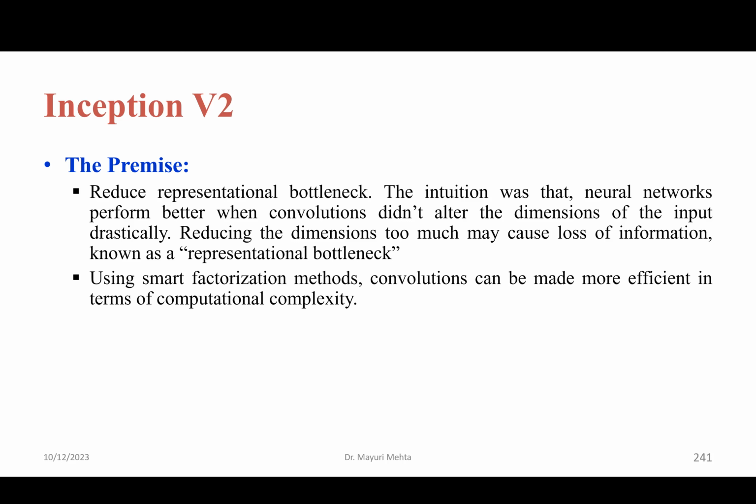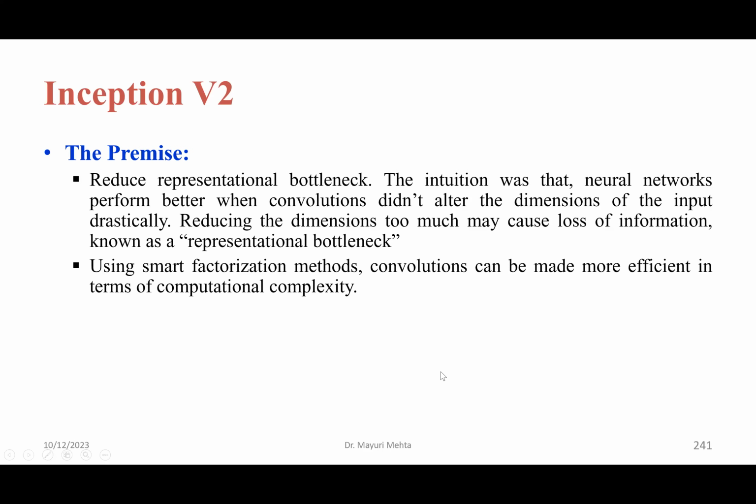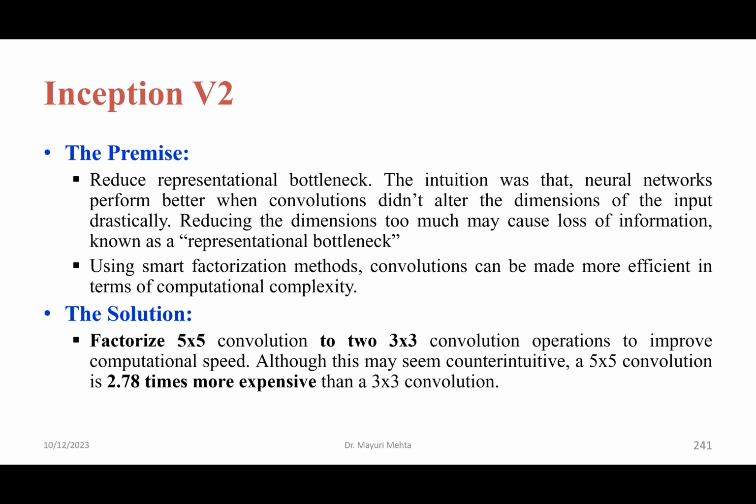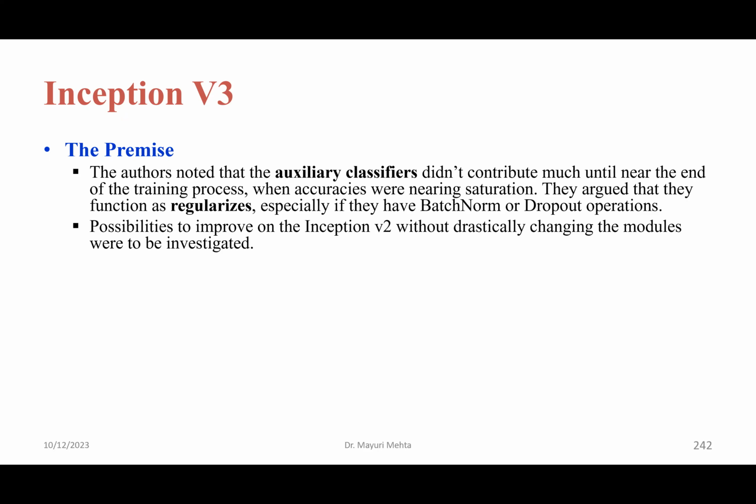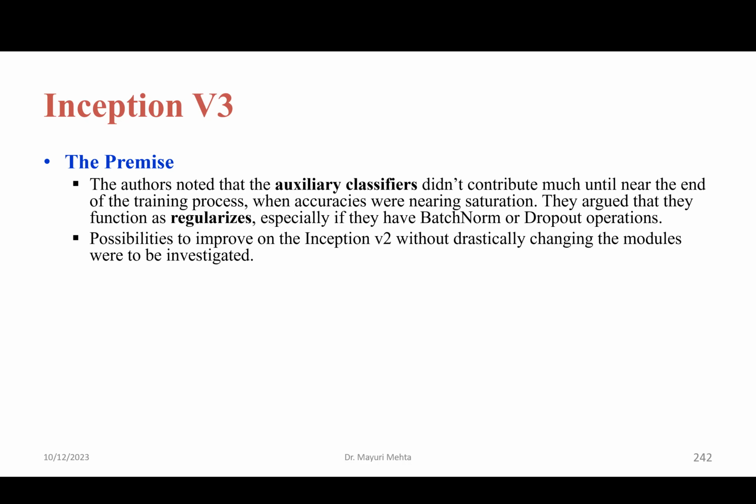They also observed that they could factorize convolutions of filter size n cross n into a combination of 1 cross n and n cross 1 convolutions in general. Several combinations were tried by them, but I am not discussing Inception version 2 in depth. You can later go through how different factorizations can be tried. Then Inception version 3 was proposed in the same paper.